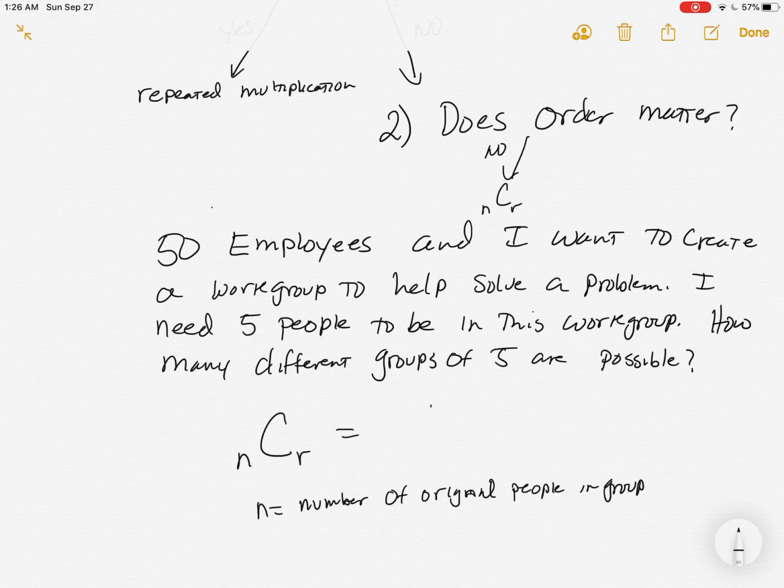And so in this case, we have a group of 50 that we're choosing from, so N is 50. R is going to be the number of people you are choosing. And this formula knows that order doesn't matter. So in this case, R is 5. And so you've got this C 50 5. And so let me show you how to plug that in on the calculator.